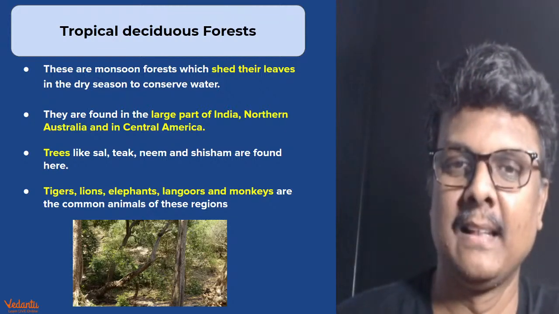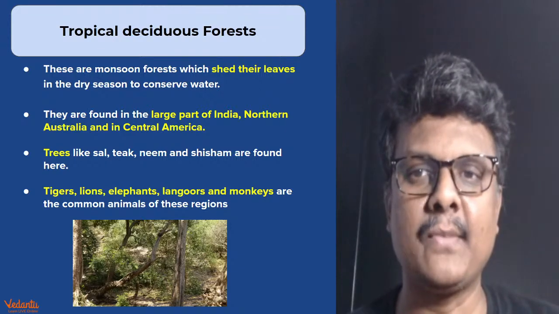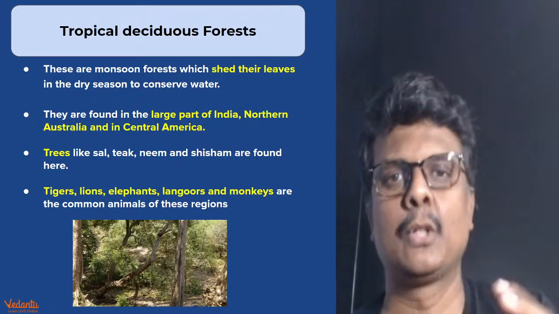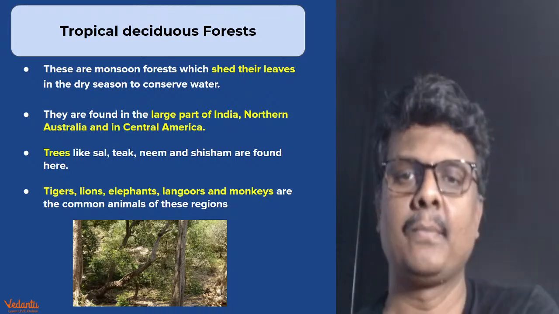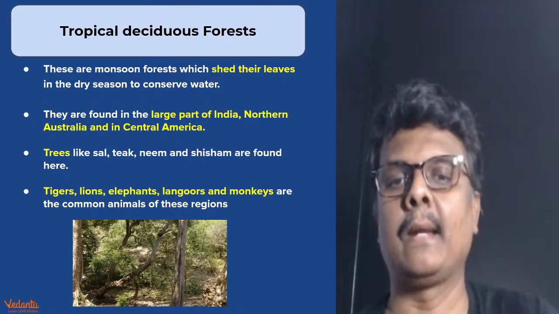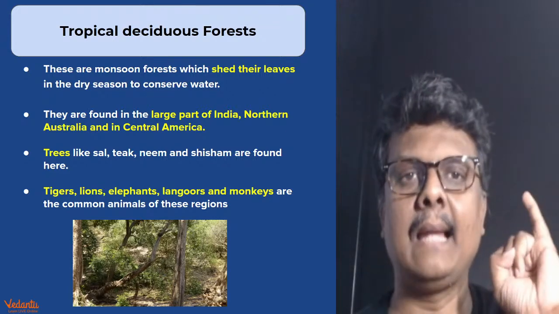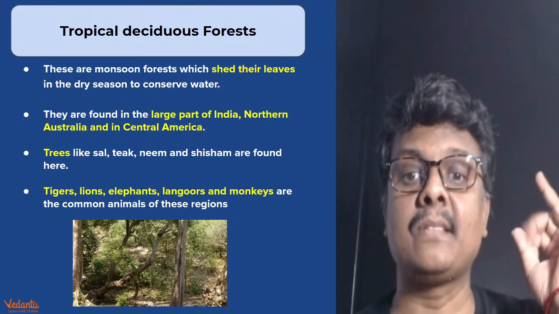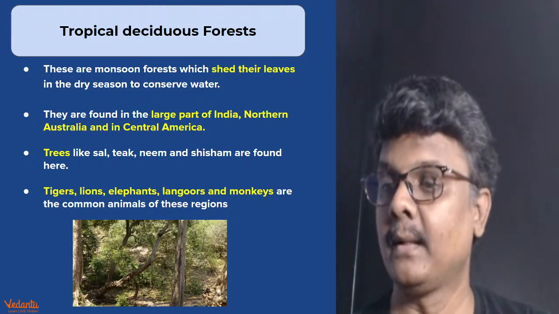Okay? Now are you guys very clear what is tropical deciduous? Typically trees shed leaves to conserve water in the dry season, and they are found in most of India, Northern Australia, Central America. And when it comes to wood, sal, teak, neem and shisham. And what kind of animals are there? Tigers, lions, elephants, langurs and monkeys.